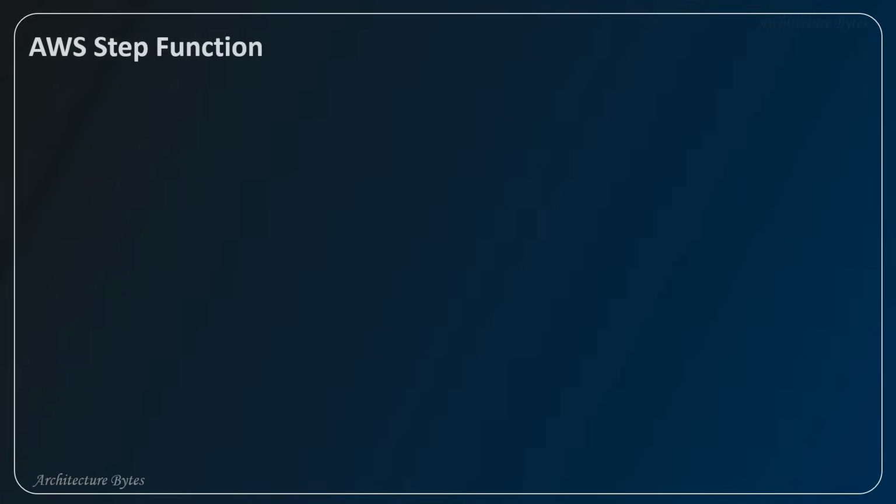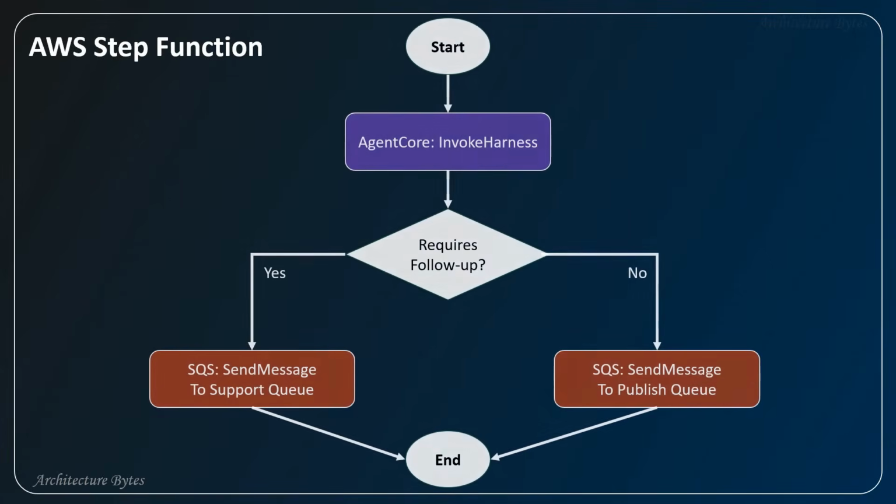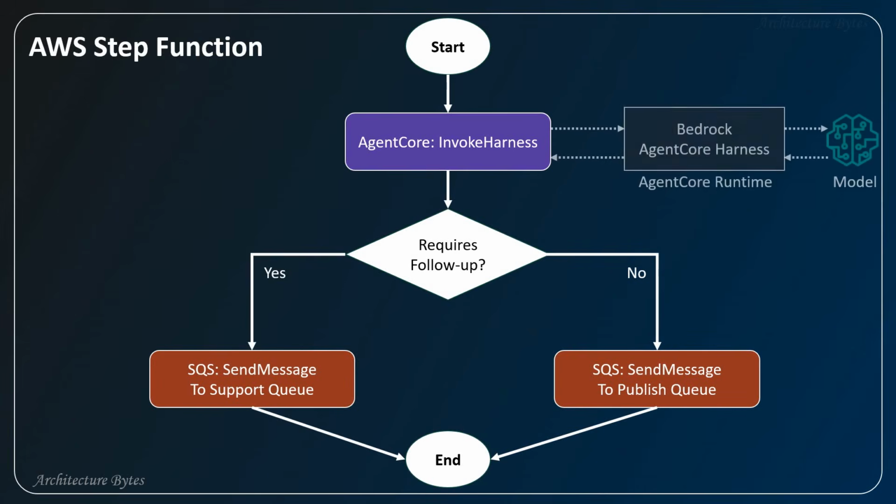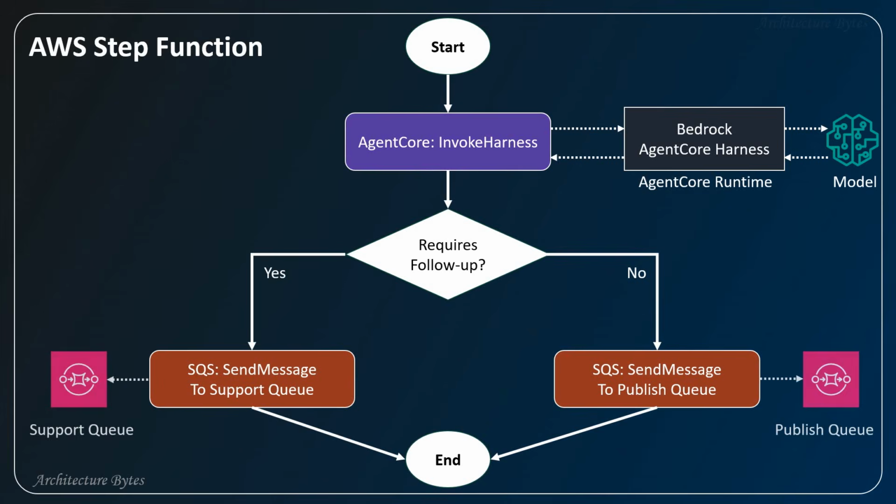We design our system using an AWS Step Function that invokes generative AI for reasoning and then routes the review based on whether follow-up is required or not. Looking closer at the architecture, the AgentCore invoke harness node calls the Bedrock agent harness running on the AgentCore runtime platform. This sends the product review alongside our system prompt to the foundation model. Based on the model's reasoning, Step Functions automatically routes the message to either the support or published SQS queue.